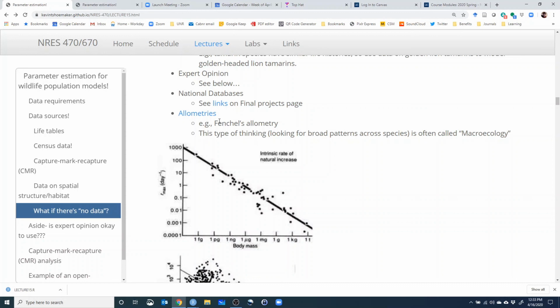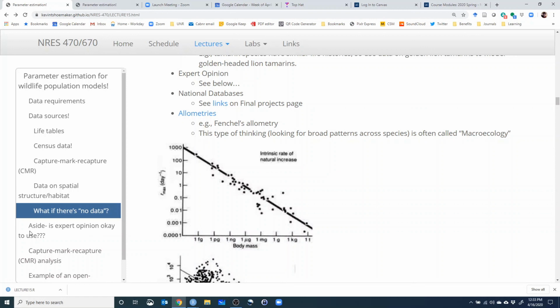This is sometimes called macroecology, where you take variation across essentially all life forms on Earth and try to see patterns in this data. Data for all sorts of species, from bacteria all the way through elephants. And you can find patterns. So you can say, okay, there's a relationship between body mass here on this log scale and your intrinsic rate of growth. This is a per day rate of growth.